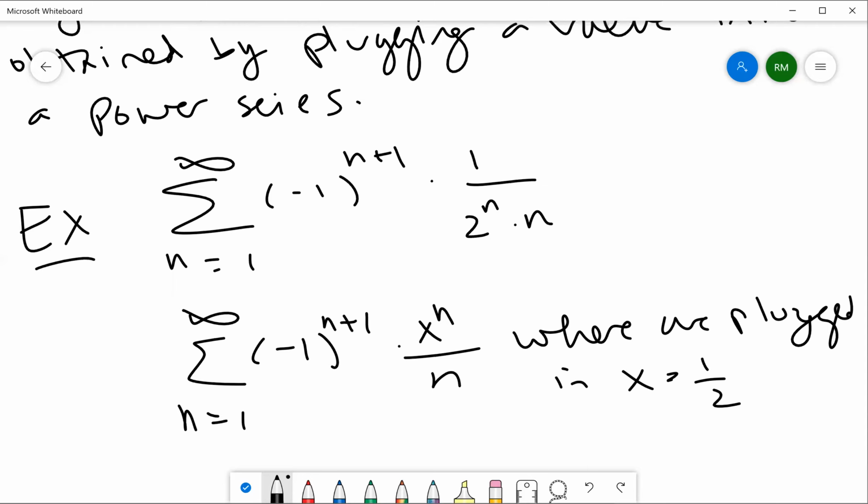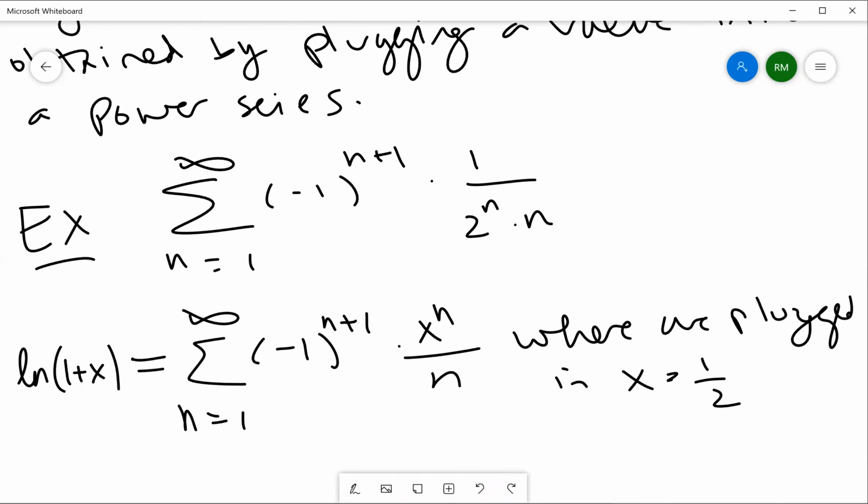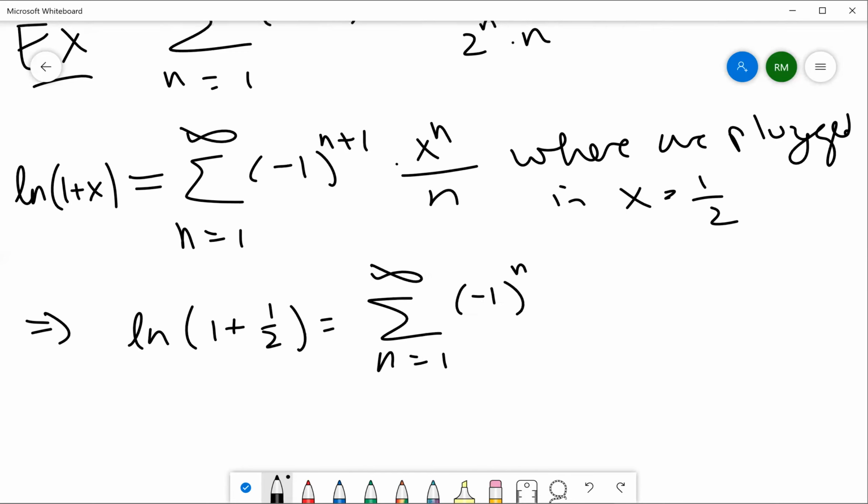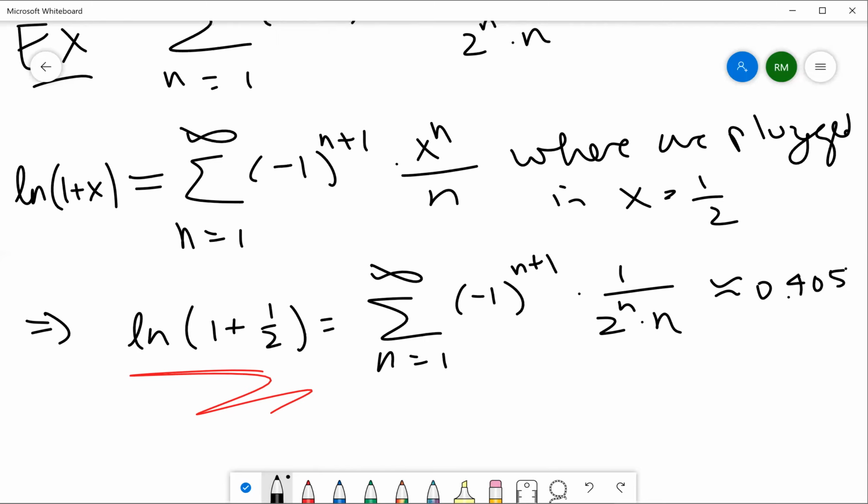What series is that? I'm going to give you a minute to look at your notes. What series is this that I just wrote down? Well, you probably recognize that as the natural log of 1 plus x. And we know this converges when x is between -1 and 1. So what this tells us is that the natural log of 1 plus 1/2 is this sum right here. And we can plug this into my calculator and identify that that is roughly 0.4055.